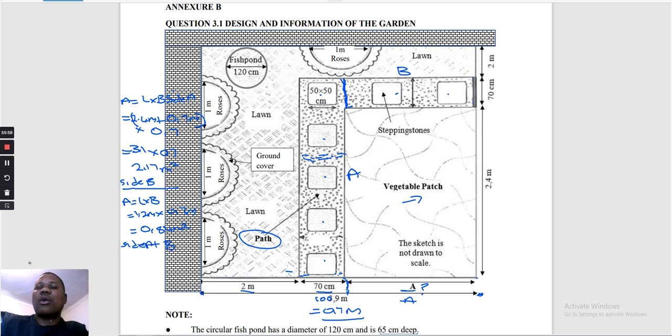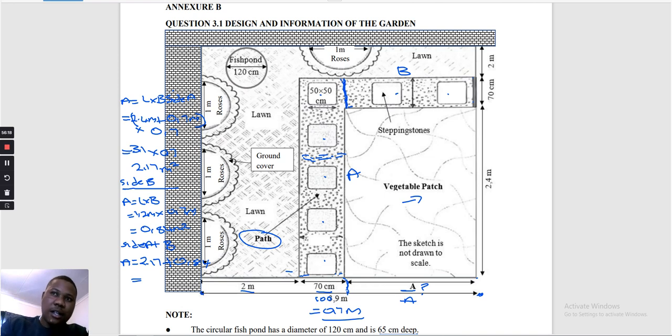Therefore, now we take side A plus B. We combine them to find the total area of the path. So it's going to be 2,17 plus 0,84. And how much is it?